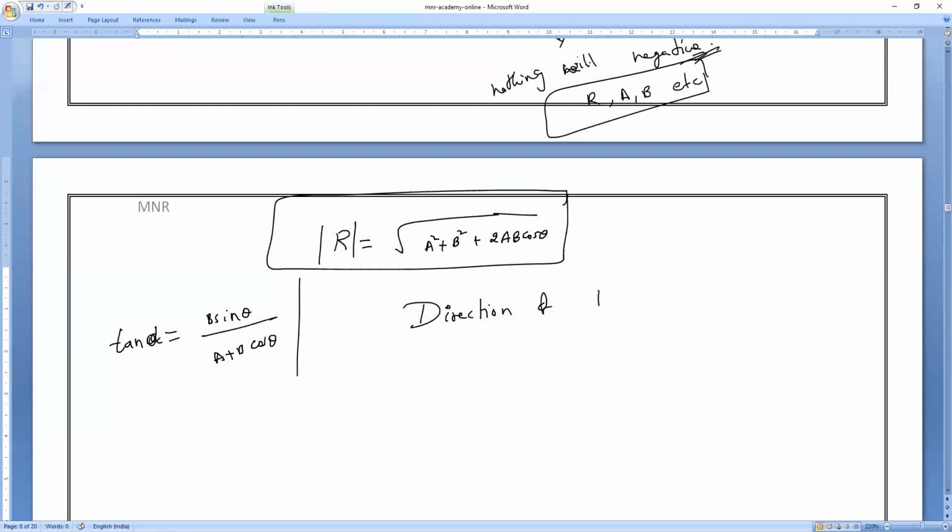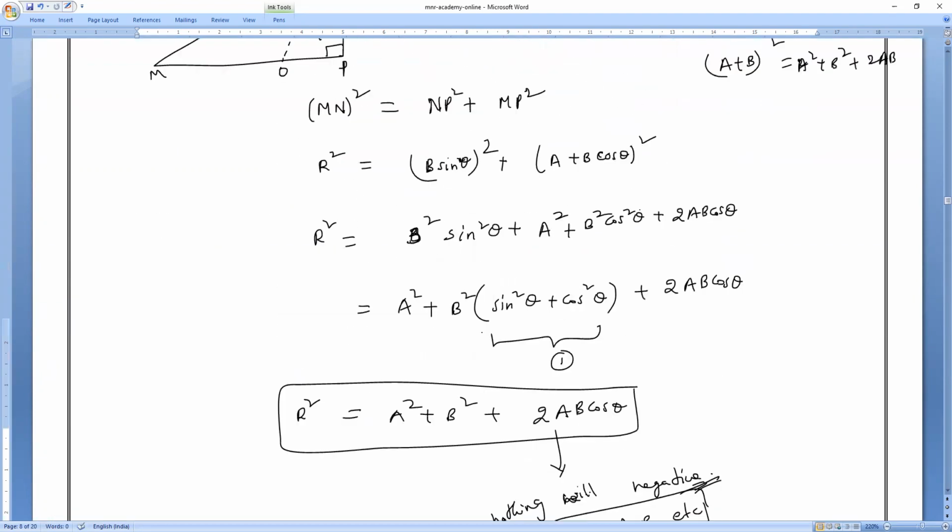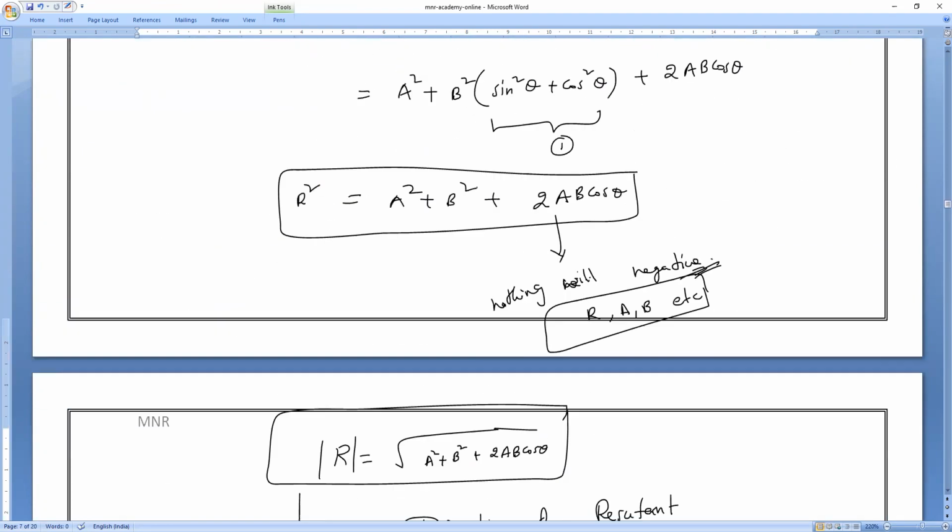So for the direction of the resultant, I will take a big triangle. What is the triangle I will choose? M, N and P. So we know that MP is equal to A plus B cos theta. Clear? Next, NP is B sin theta. And what is the angle from the x direction? Alpha. So that is triangle MNP, right? Yes or no?